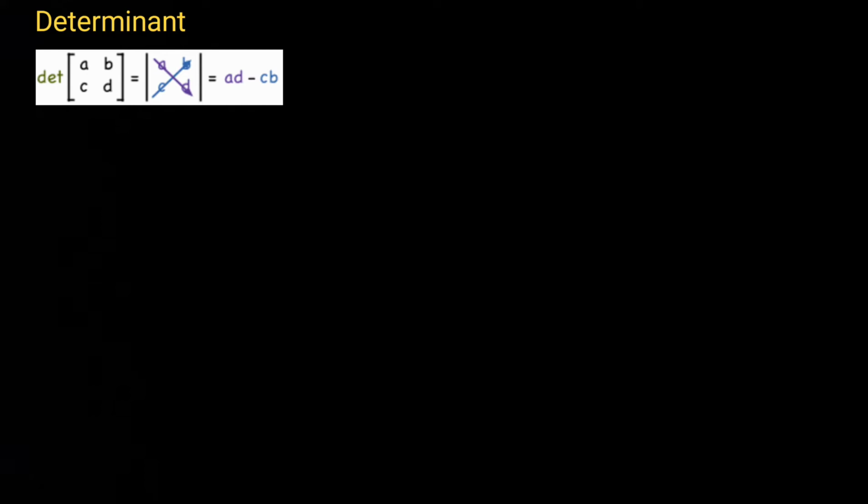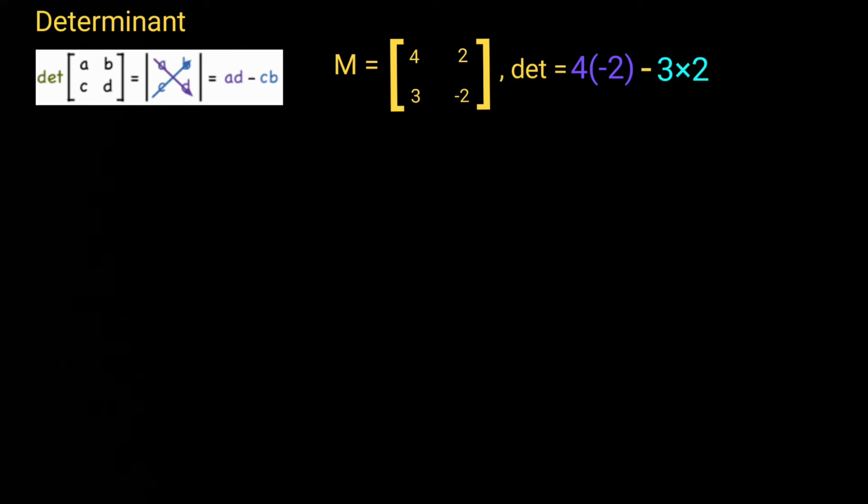Let's say a matrix M has the values 4, 2, 3, and minus 2 in these positions. And if we want to find the determinant of this matrix, we can substitute the elements in the formula. So A times D would be 4 times minus 2, minus C times B, which would be 3 times 2. 4 times minus 2 is minus 8, and we subtract the 6, which is the result of 3 times 2. We will get the determinant value of minus 14.